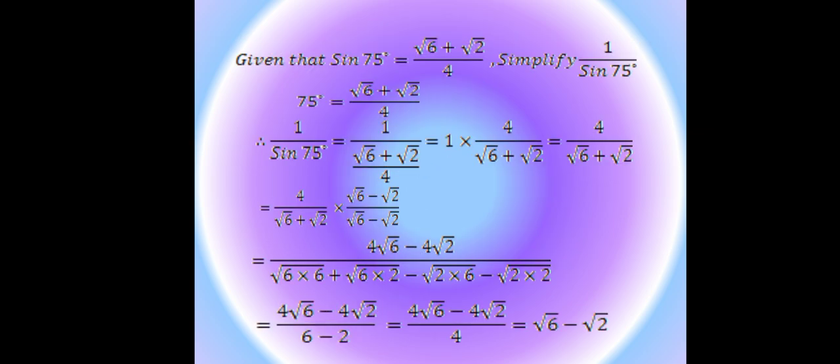Given that sine 75 is equal to the square root of 6 plus the square root of 2 all over 4, simplify 1 over sine 75. Now if you simplify, you get the square root of 6 minus the square root of 2.